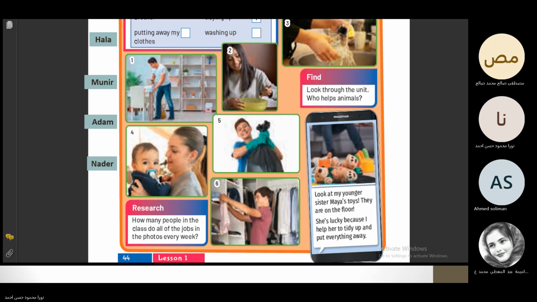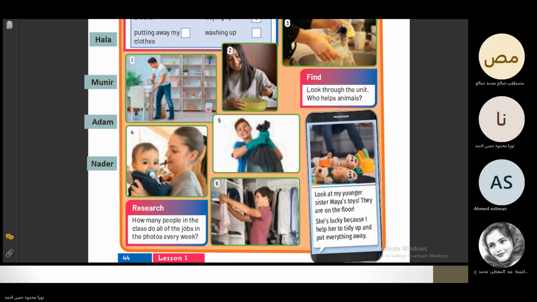Okay, so what are the jobs that Hala does at home? Yes, she tidies up her room, and this is photo number 1. Excellent. She also puts away all her clothes, and this is photo number 6. So Hala does the jobs in photos number 1 and 6. Excellent. Let's listen to the next one.